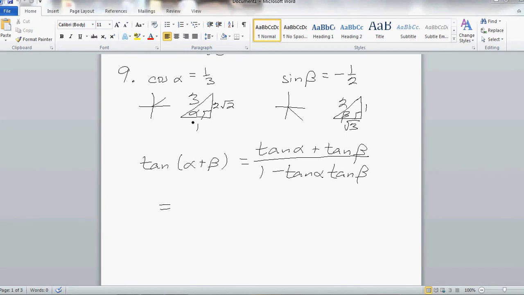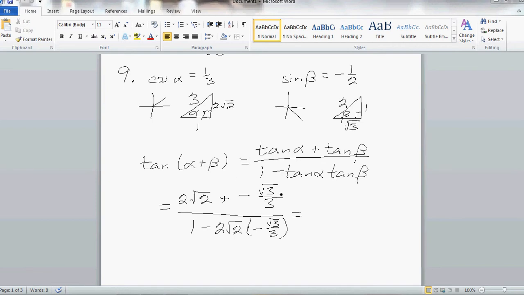Okay, the tangent of alpha in quadrant 1 is positive, so the tangent would be 2 root 2 over 1, or 2 root 2. The tangent of beta in the fourth quadrant, well, it's negative, first off, and 1 over root 3 becomes root 3 over 3. Then 1 minus those same values being multiplied together. So it's just a matter of manipulating this appropriately.